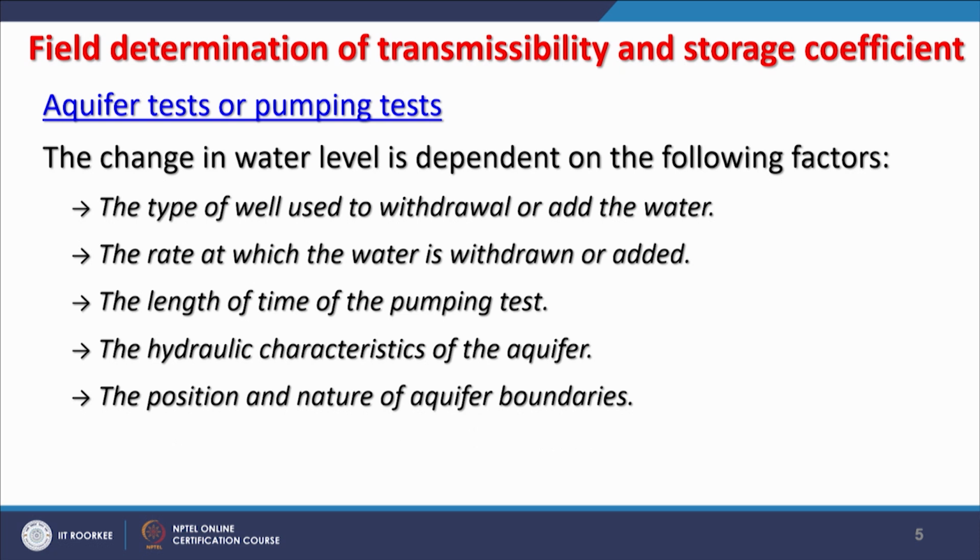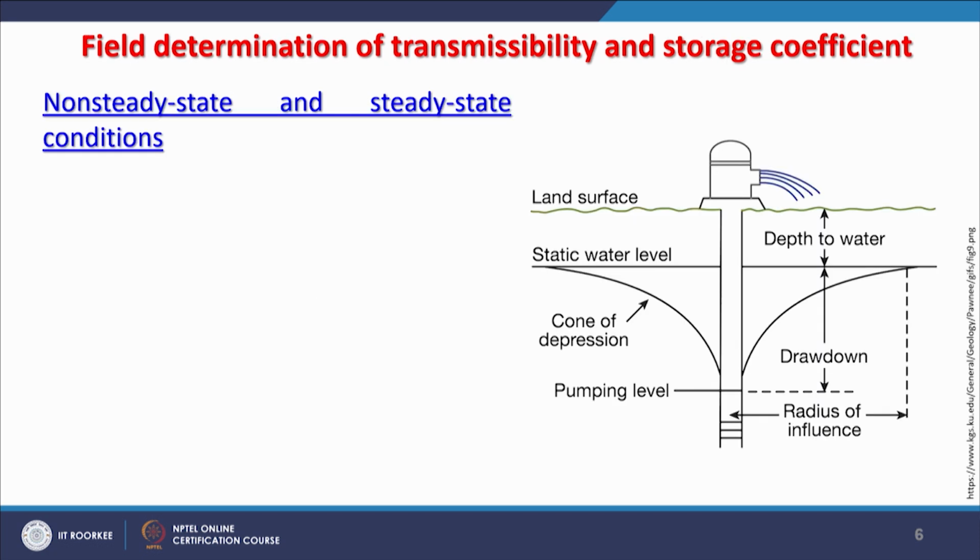And also the position and nature of aquifer boundaries, because aquifer boundaries play a very important role. We have already discussed a few times that aquifers are neither isotropic nor homogeneous, and they do not have infinite extent either, horizontal or lateral. Therefore, these aquifer boundaries become very important factors controlling the change in water level.